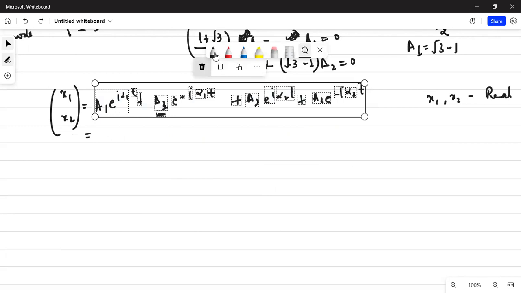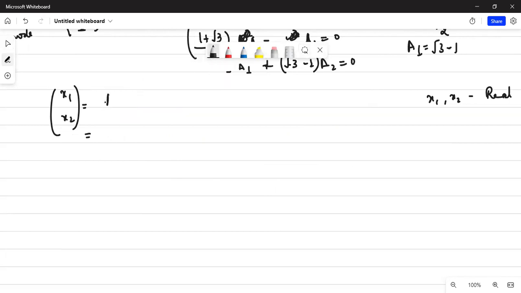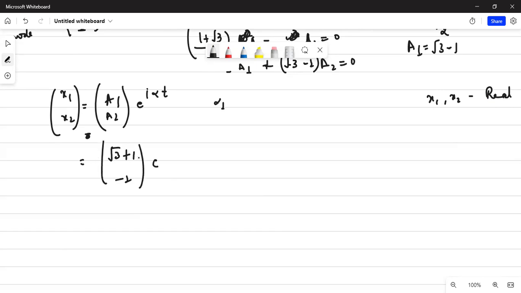So here it will be a1 a2, and here it will be e^(iαt). Okay, is that clear? So if I replace alpha 1, the first one would be, I know that this was root 3 plus 1, and this was minus 1, and here I can write, some constant is there, forget about it, e^(iα1t). Is that clear?